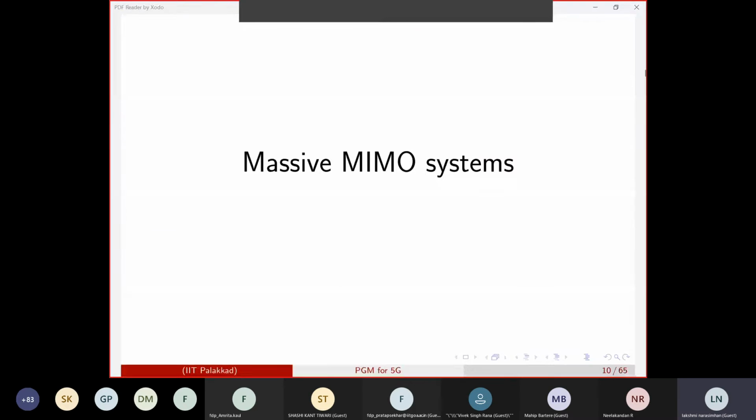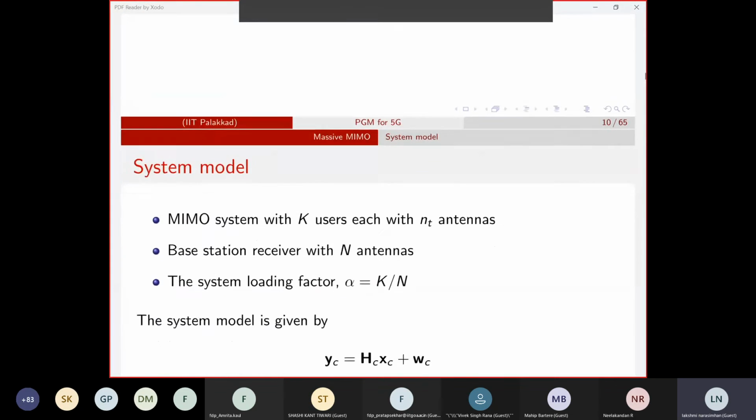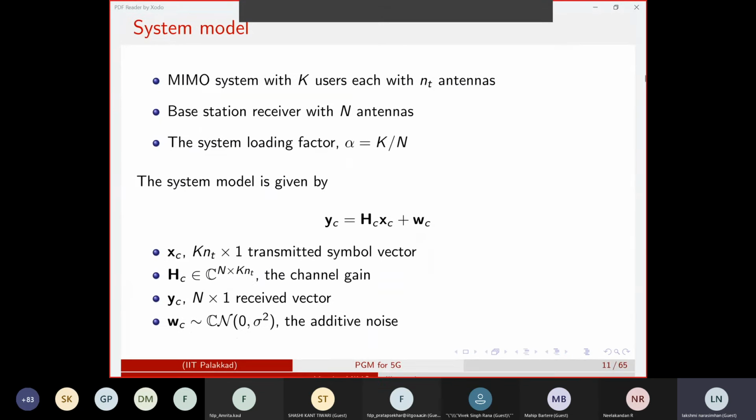So how is this useful for a massive MIMO system? Massive MIMO is the most common physical layer setup for 5G systems. I'll briefly describe the system model for massive MIMO systems. I'll consider a multi-user MIMO where there are K users, and each of these users has NT antennas. So if we have a mobile cellular network, let's say there are K users in a cell, and they connect to a base station. The base station has N antennas, and each of these mobile users has NT antennas. It could be 2 or 4, or if it is a laptop, it can be 8, and so on.